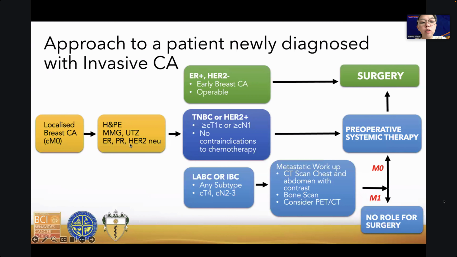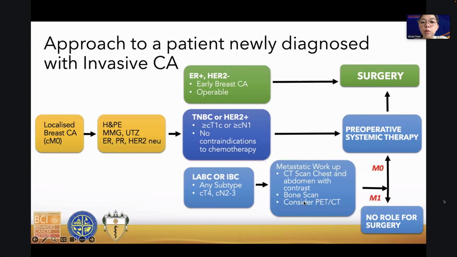And of course, we have to request for the IHCs for ER, PR, and HER2/neu. Now, for luminal cancers, estrogen receptor positive, HER2/neu negative, for early breast cancer that are operable, we usually send them straight for upfront surgery. For patients with locally advanced or inflammatory breast cancer of any subtype, so usually this would include patients with T4 tumors or N2 to N3 clinical nodal status.